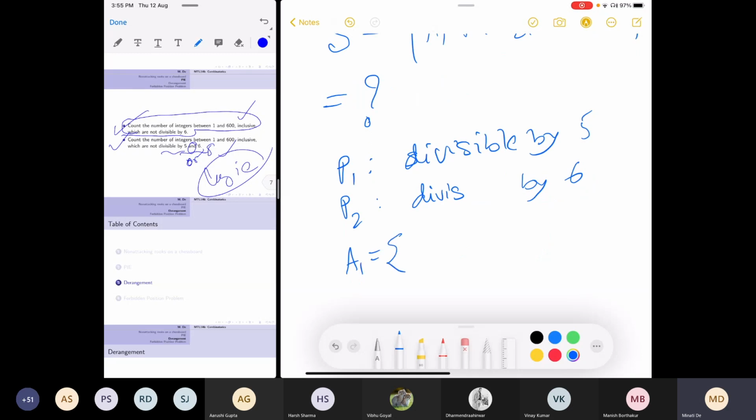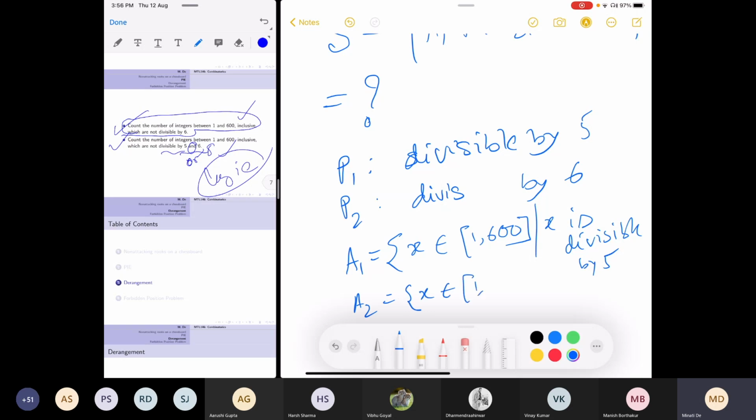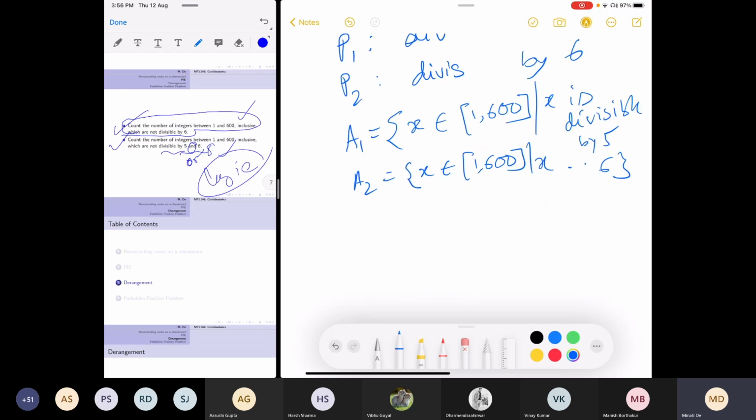And what is A1? A1 is the set of numbers belonging to the range 1 to 600, both inclusive, such that x satisfies P1, meaning x is divisible by 5. Similarly, A2 is x belonging to the same range, but x is divisible by 6. And what we asked for is this number: all the numbers which are neither divisible by 5 nor divisible by 6.